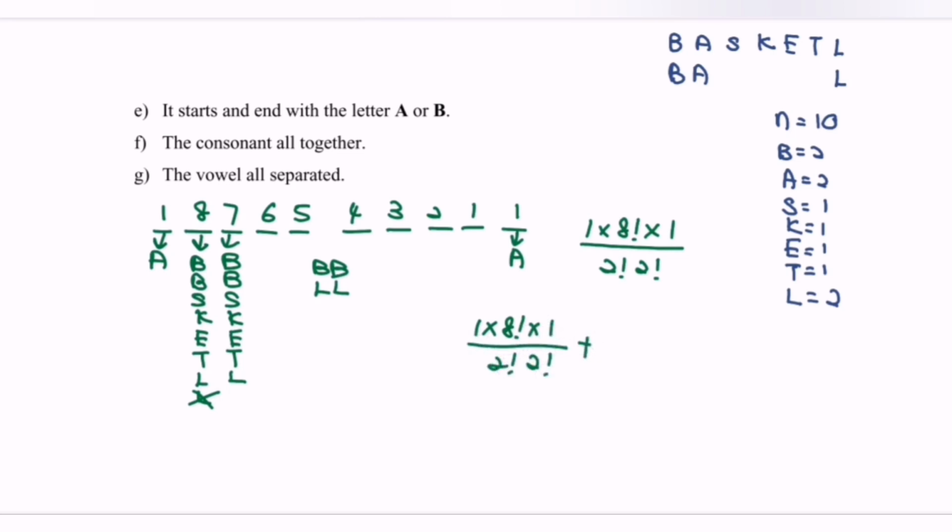plus the situation for B. So as a total, we have 20160 as the answer for question E.